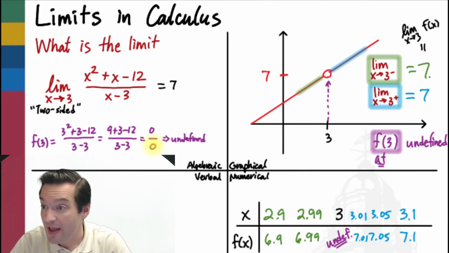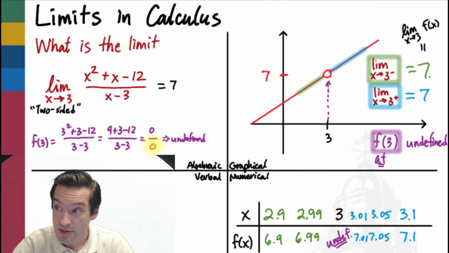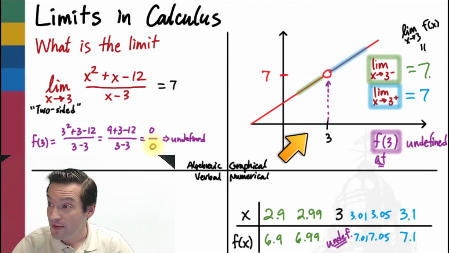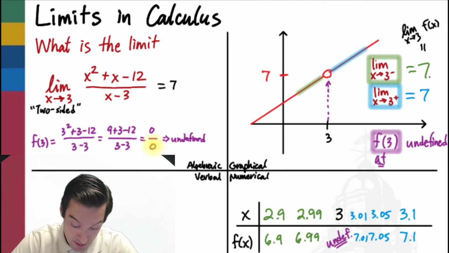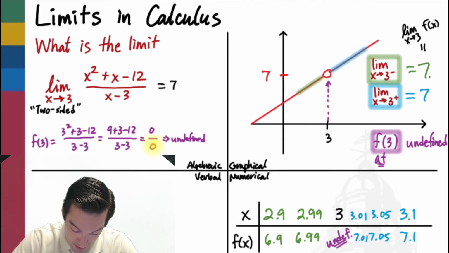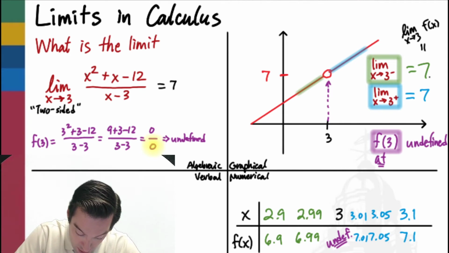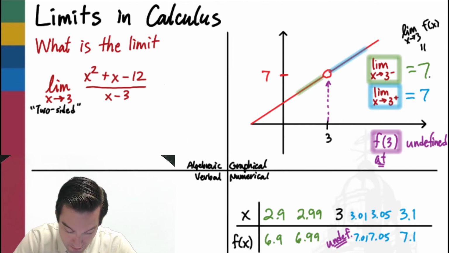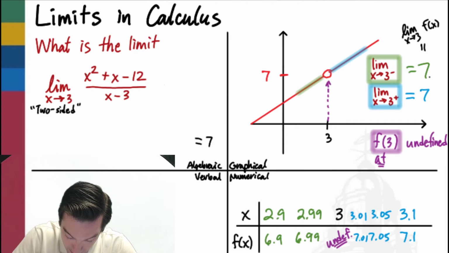But okay, we still haven't answered the question, how would we do this using algebra? We investigated it using a graph. We investigated it using a set of data points where the x values got closer and closer to 3. But now, how do we do this without those? How do we know for sure from the algebra that the value of this limit should be equal to 7? I'm going to put my equal 7 down here at the bottom.